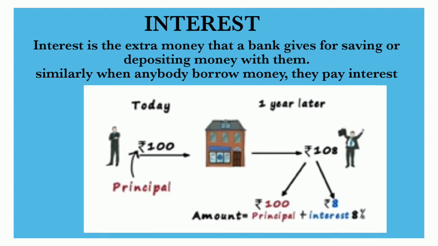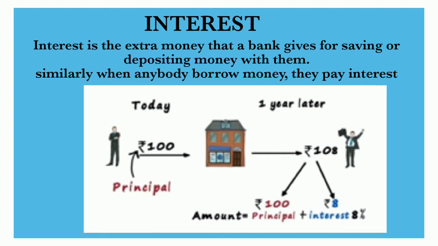Interest is the extra money that a bank gives for savings or depositing money with them. Similarly, when anybody borrows money, they pay interest. Moreover, in a bank, you deposit some money. After 1 year, 2 years, or 3 years, the bank will give extra money. That extra money, or extra cash, is called interest.